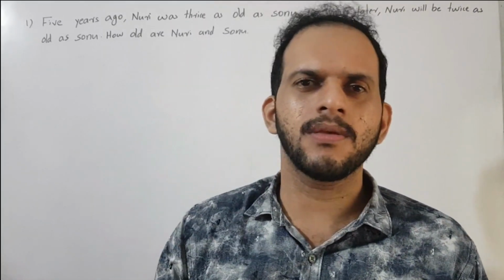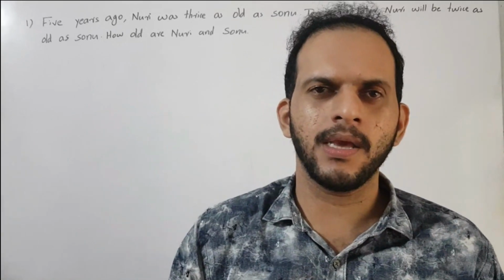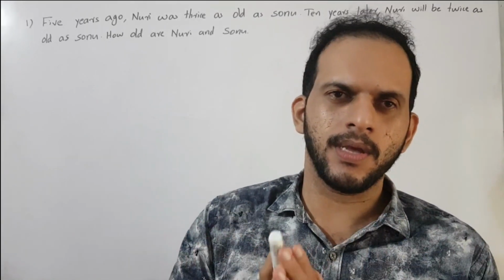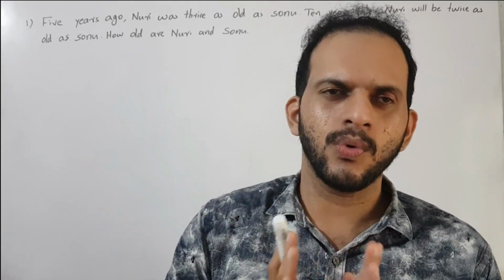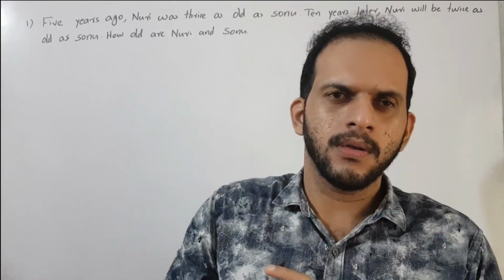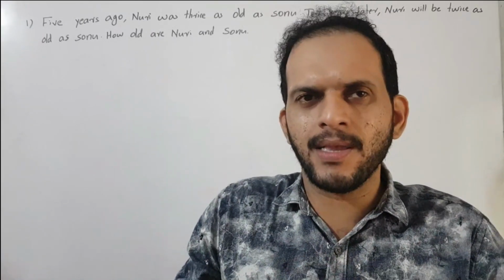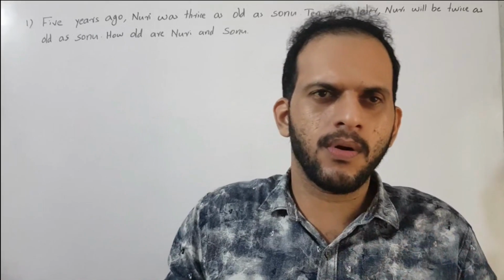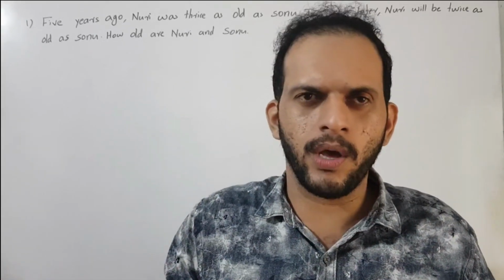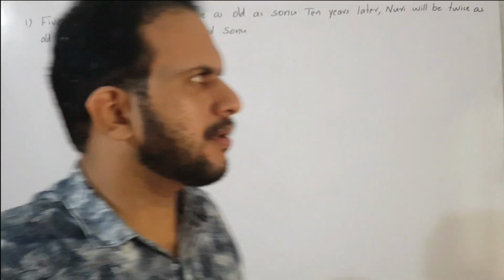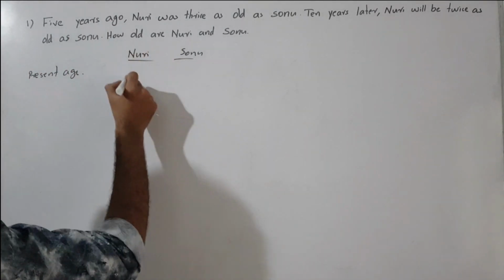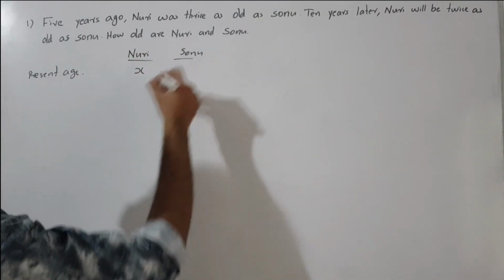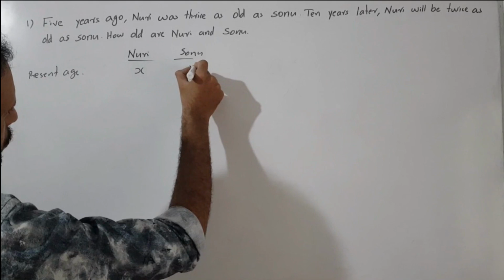Okay, so in this type of question we know what the idea is. We start from the ages. We have two persons here. The age of Nuri we take as one variable and the age of Sonu we take as another variable. Then we start like this: the age of Nuri is x and the age of Sonu is y.